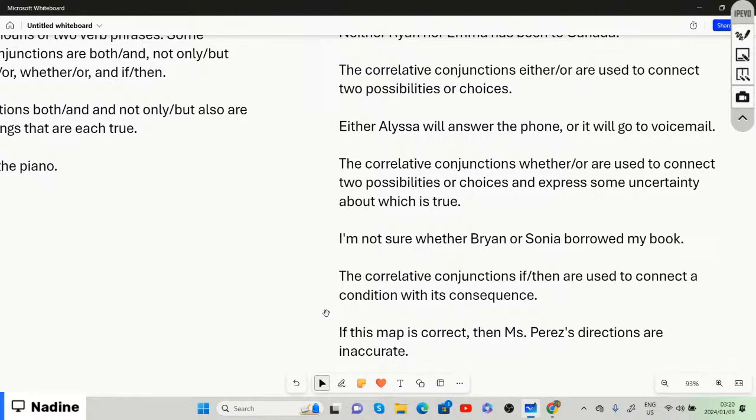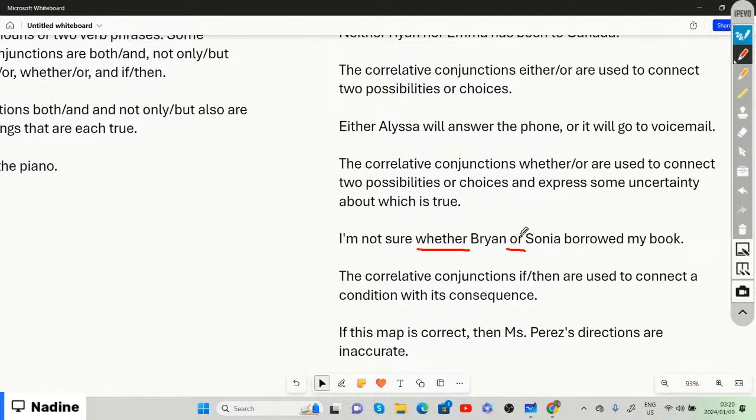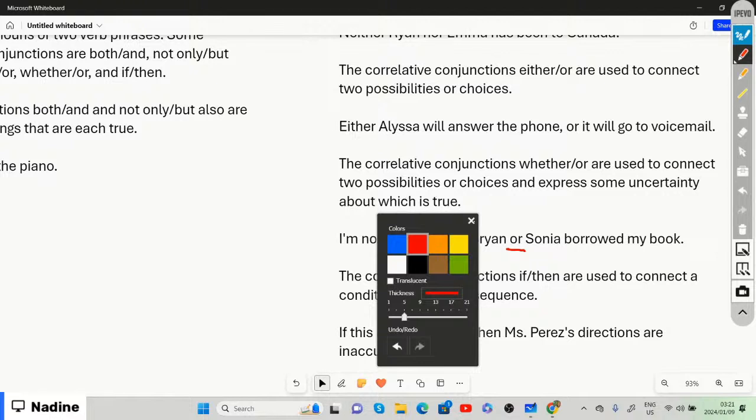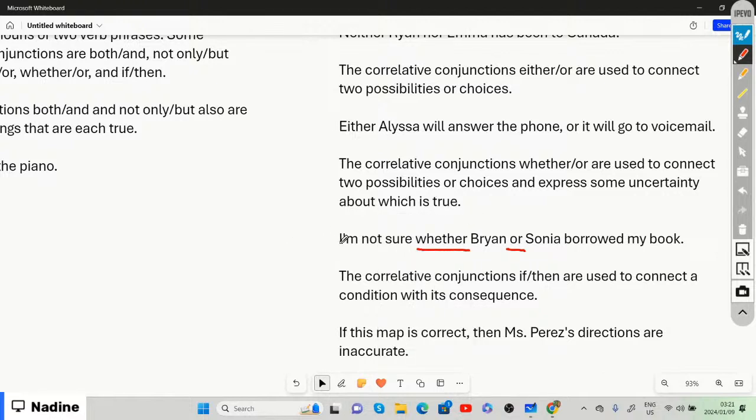And if we look at an example of whether or, right, then we have, I'm not sure whether Brian or Sonia borrowed my book. It's like where there is some uncertainty about what is true. It's like you don't know. So it's like stating possibilities or uncertainties. So I'm not sure whether Brian or Sonia borrowed my book. There we have whether Brian or Sonia. That is the example.